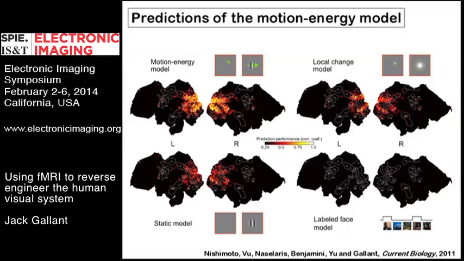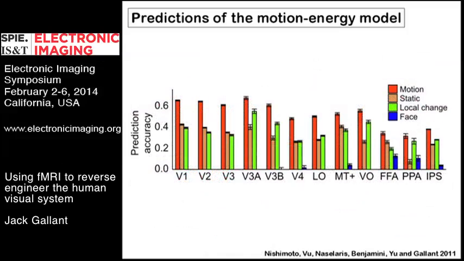These are flat maps of the right and left hemisphere. The visual system is in the middle here, and prediction is just given by the color. You can see that the predictions are quite good for this simple motion energy model in primary visual cortex and other early visual areas. And other models that don't include, say, motion or orientation don't work as well. And if we look across the visual system, we see that in all of the early visual areas, these are just visual area 1, 2, 3, 3A, 3B, V4, all of these early and intermediate visual areas, this motion energy model works better than any other model we have.